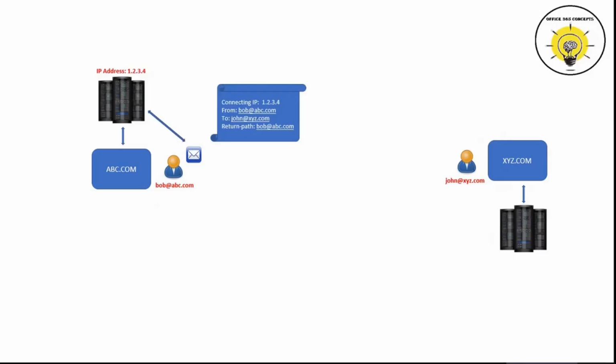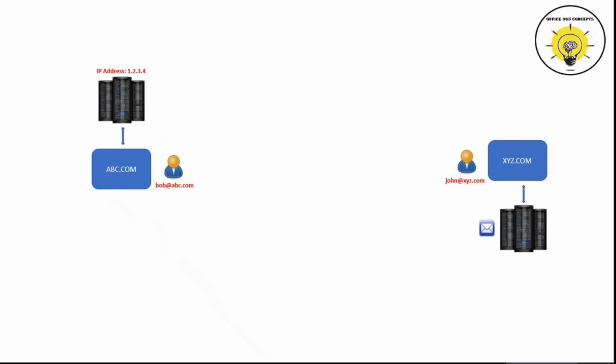Where connecting IP address will be the IP address of the sender's email server, which is going to process that particular email. And the return path will be bob at abc.com. Return path is the email address to which an NDR or bounce back message will be sent in case the email is not delivered to the recipient. So now this email will be sent to john at xyz.com and it will be processed by the email server of xyz.com organization.